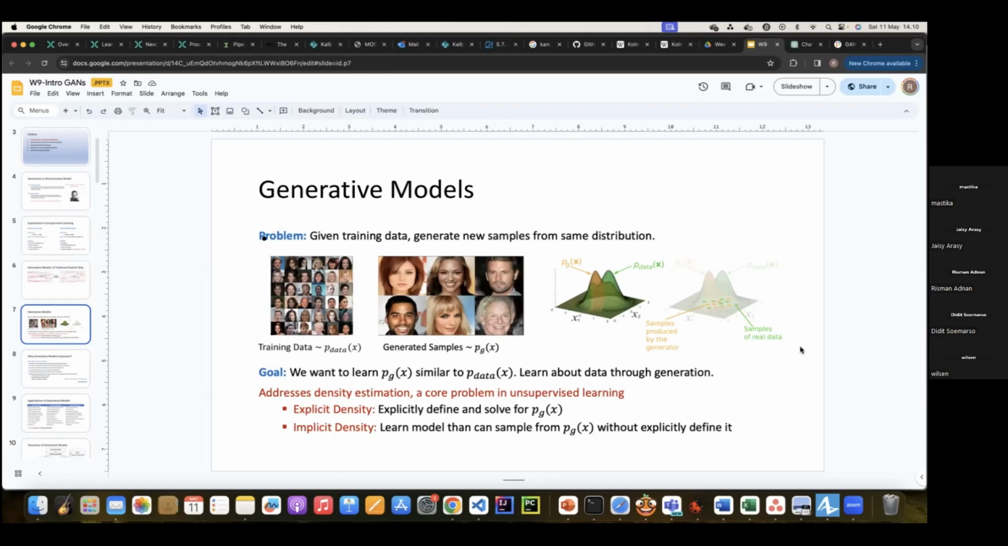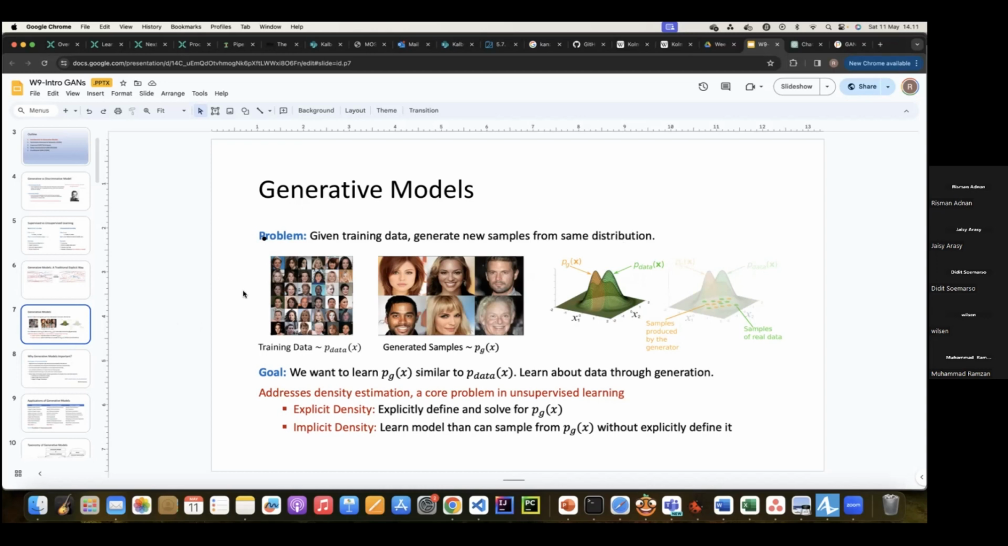So in generative models, the problem statement is: I give you training data, generate new data from the same distribution. For example, I give you pictures of celebrities, maybe 20,000 pictures, on the left. We call it P data. What is P data? It's the probability distribution that generates the celeb data set. Do you know P data? You don't know, and nobody knows, and nobody will ever know.